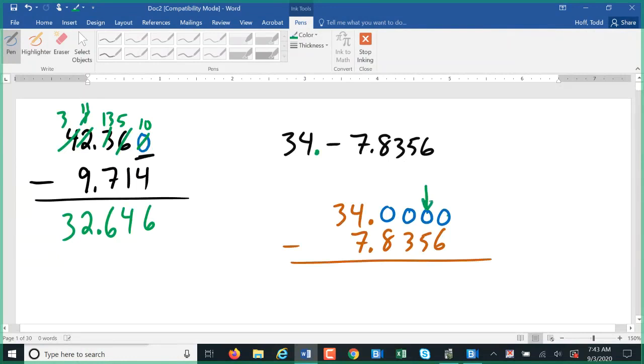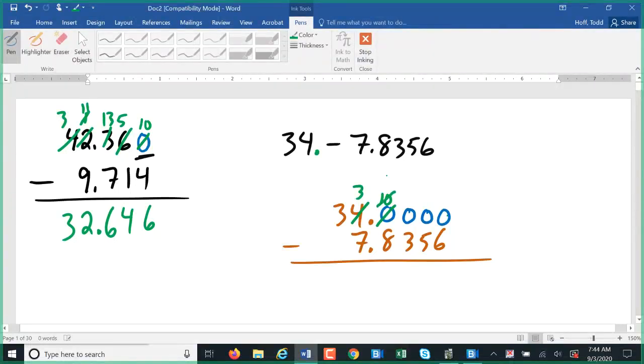But there's nothing to borrow from here. That's a 0. So what I have to do is I have to keep going until I find something to borrow from, which is all the way over here at the 4. So I borrow from that 4, and it becomes a 3. But when we borrow, we're only borrowing one place value over. So what we borrowed there makes this a 10. Well, we need to get all the way down here, so we have to keep going. So we're just going to repeatedly borrow until we get to where we need to be.